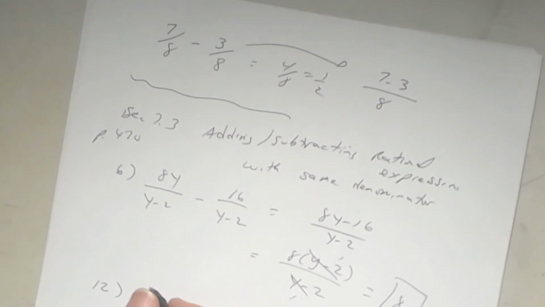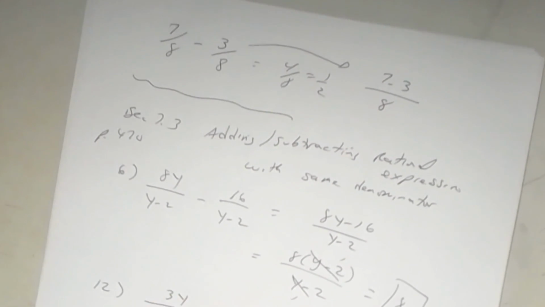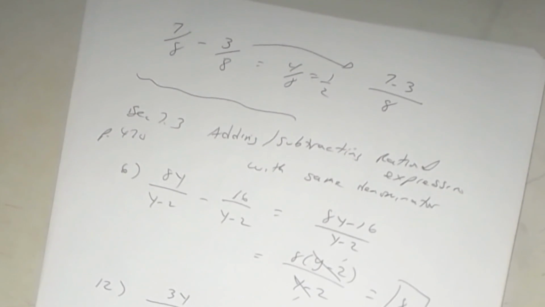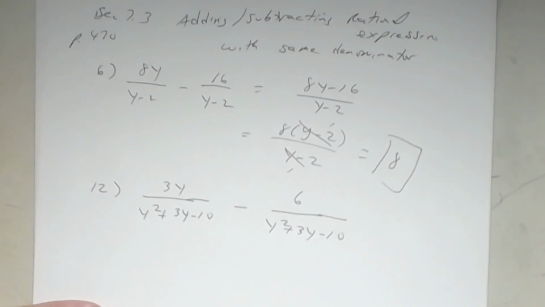All right, 12, you have 3y divided by y squared plus 3y minus 10. Subtract the second expression, which is 6 divided by y squared plus 3y minus 10. So that's what I have. 3y minus 6 over there.